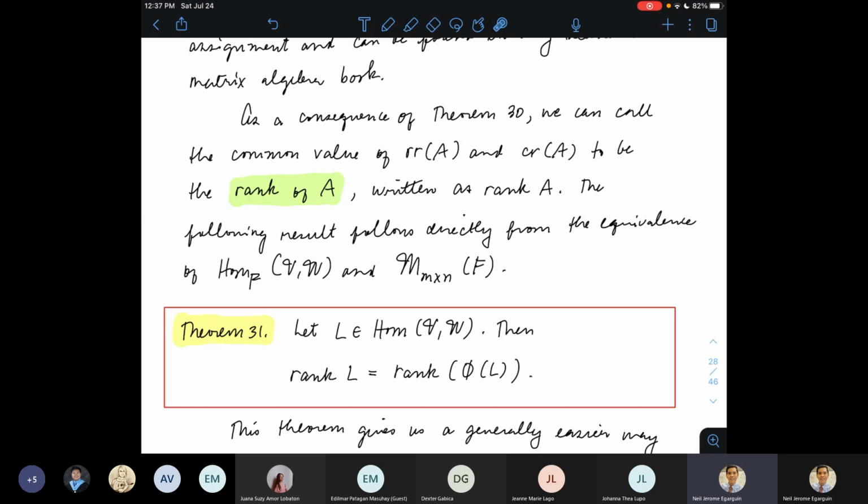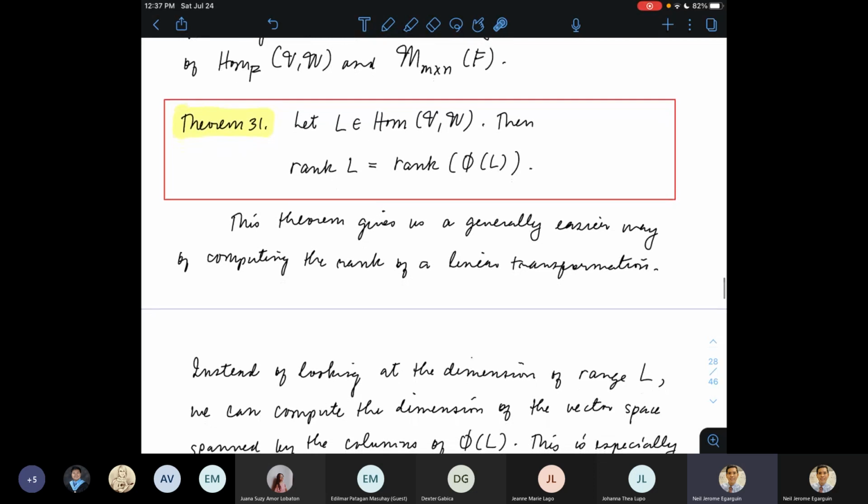Okay. Now, I did not include the proof, but the proof relies on the isomorphism between the set of all linear transformations and the set of all matrices plus the very definition of the rank and the equivalence we have discussed earlier. So pwede nyo i-compile yon into a proof. Okay?